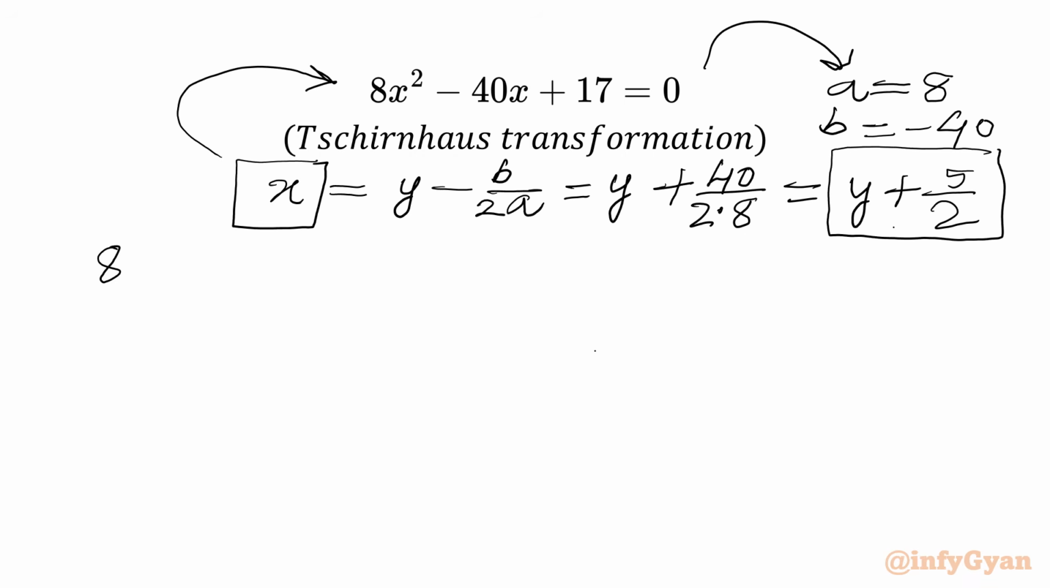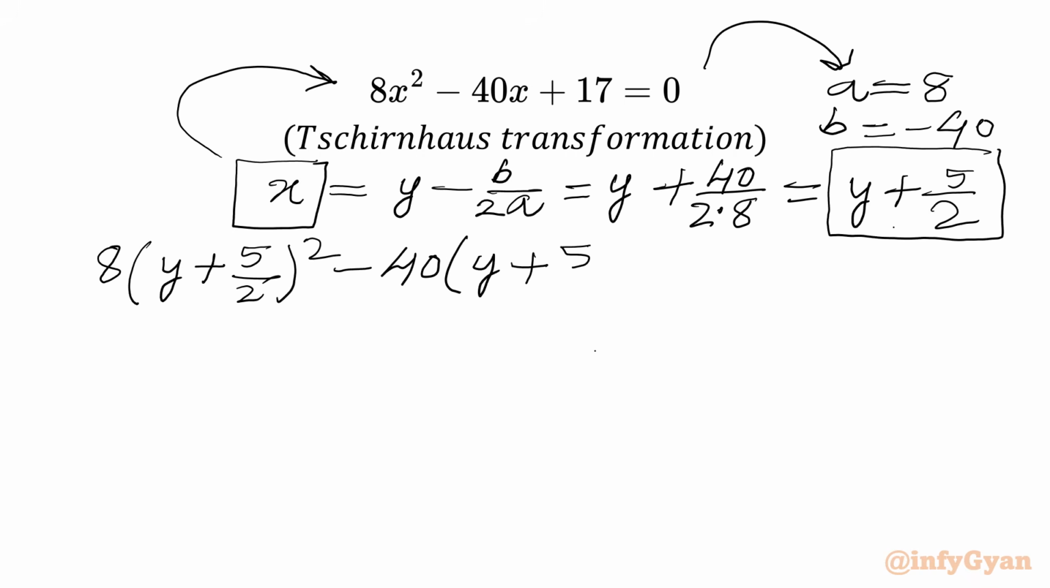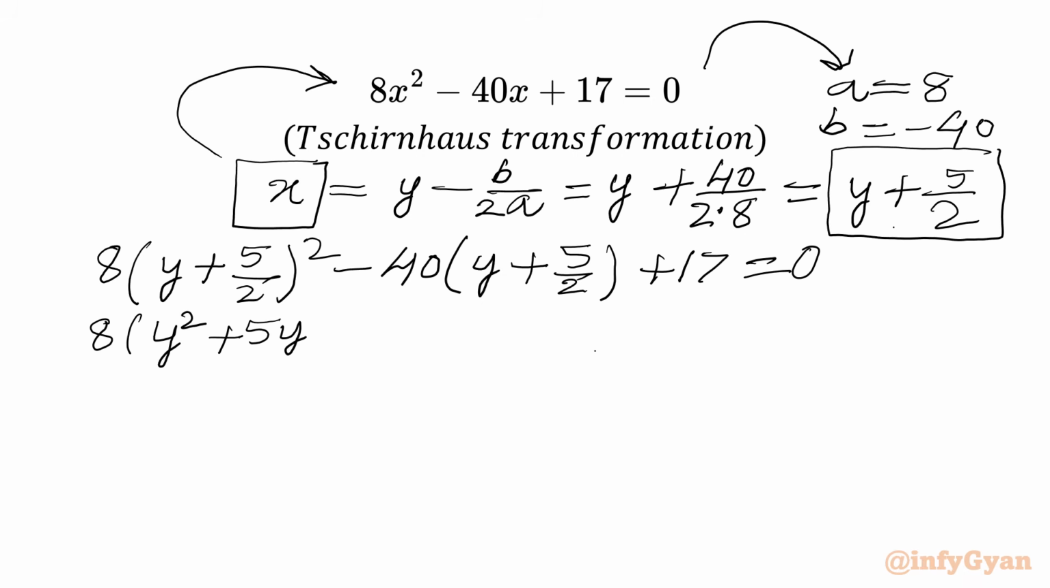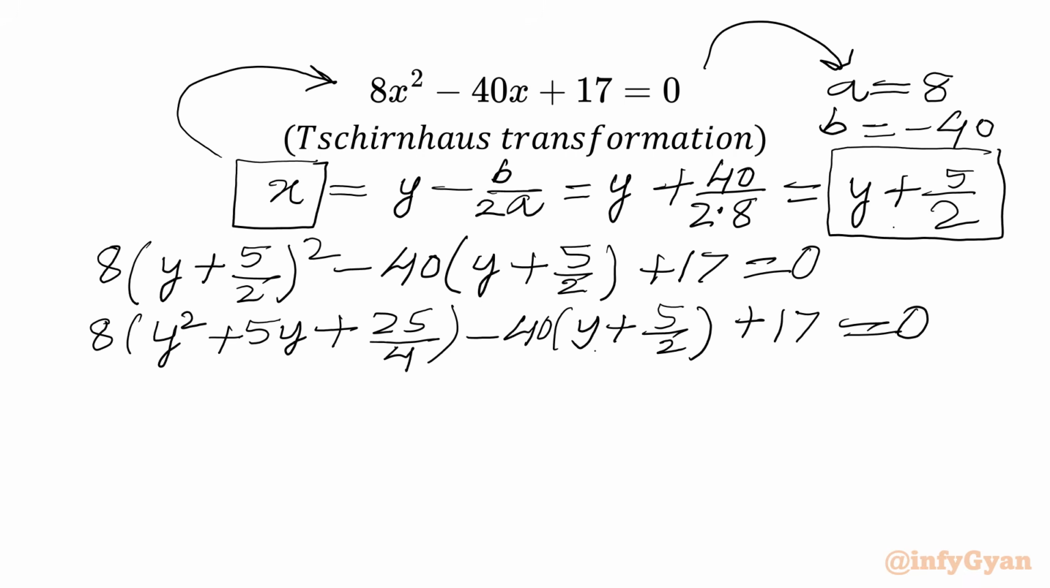We will get 8 times (y + 5/2) whole square minus 40 times (y + 5/2) plus 17 equal to 0. Now we will expand the whole square. So 8 times (y square plus 5y plus 25/4) minus 40 times (y + 5/2) plus 17 equal to 0.